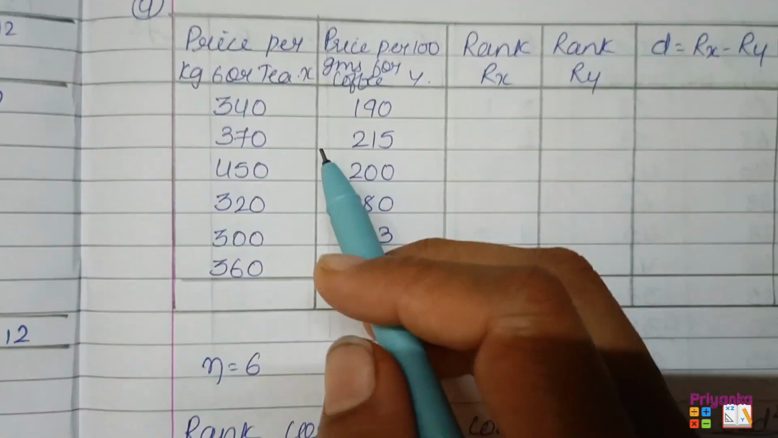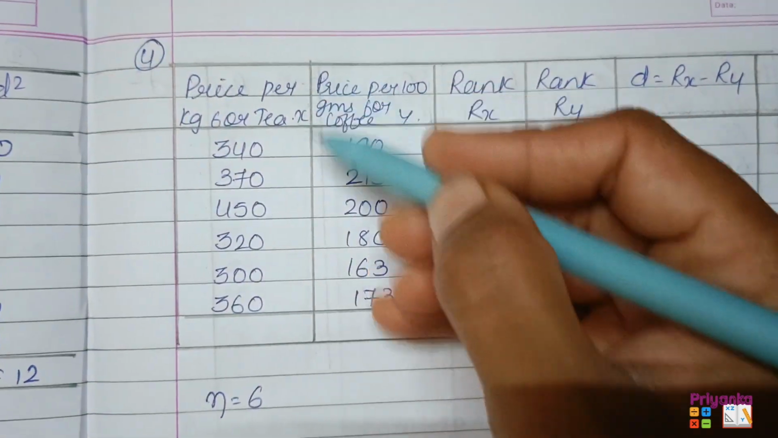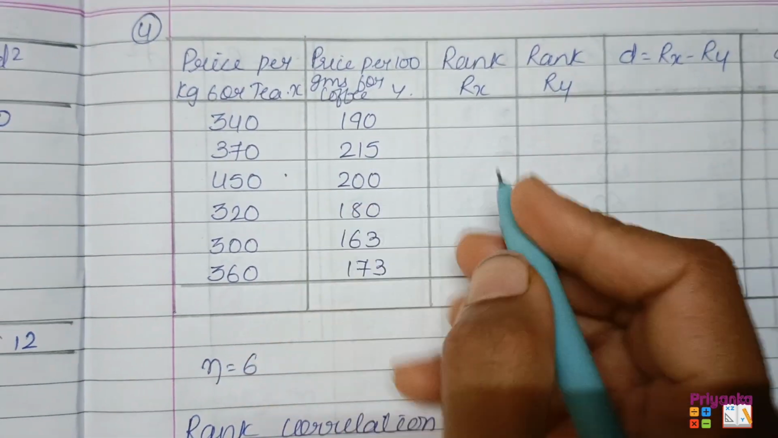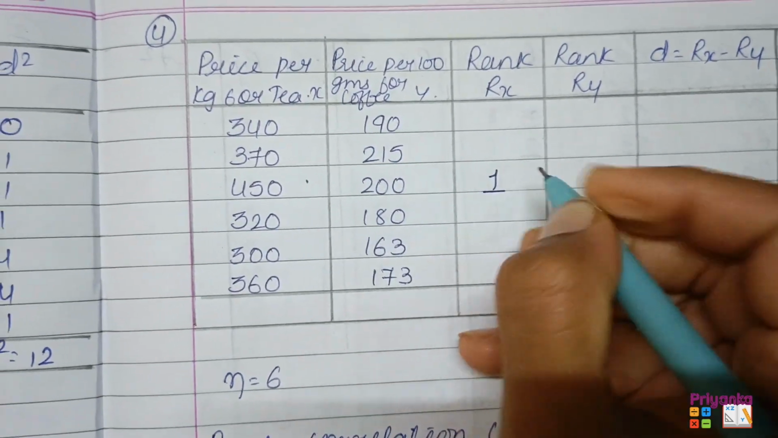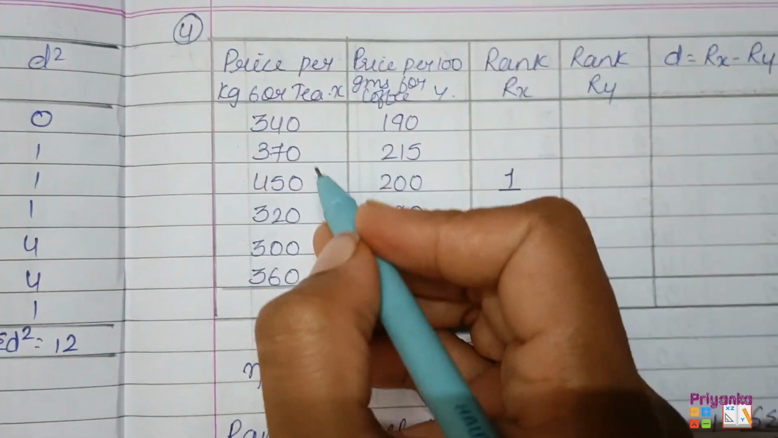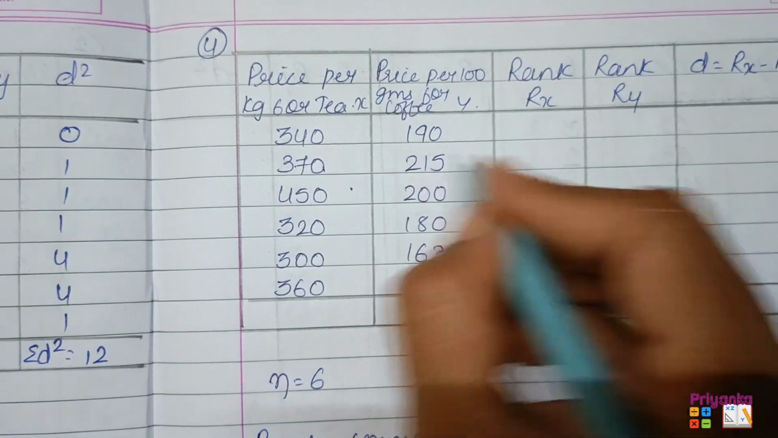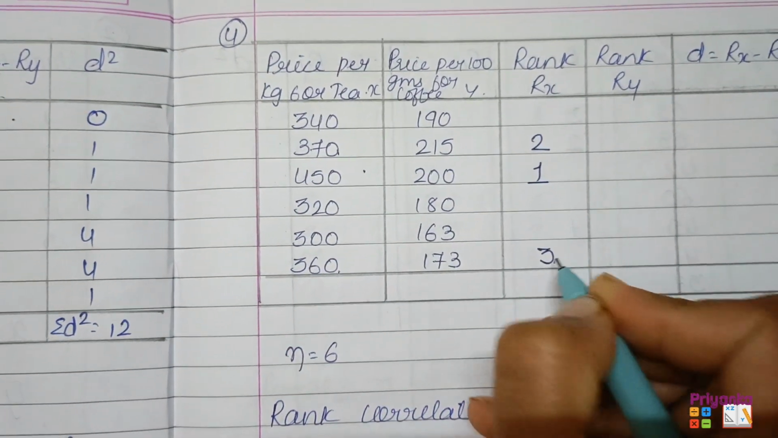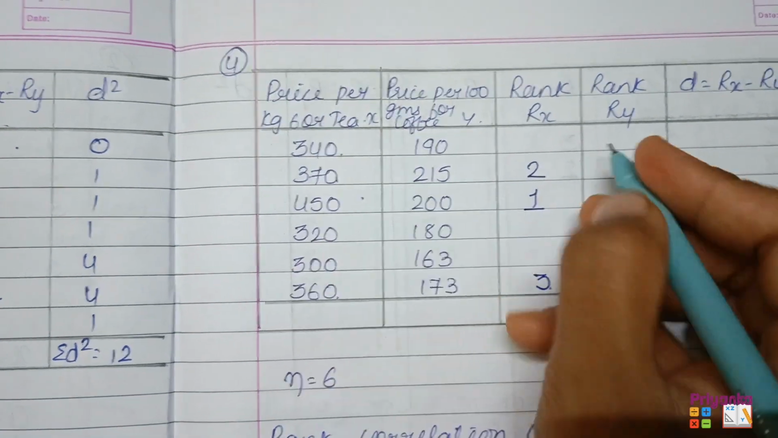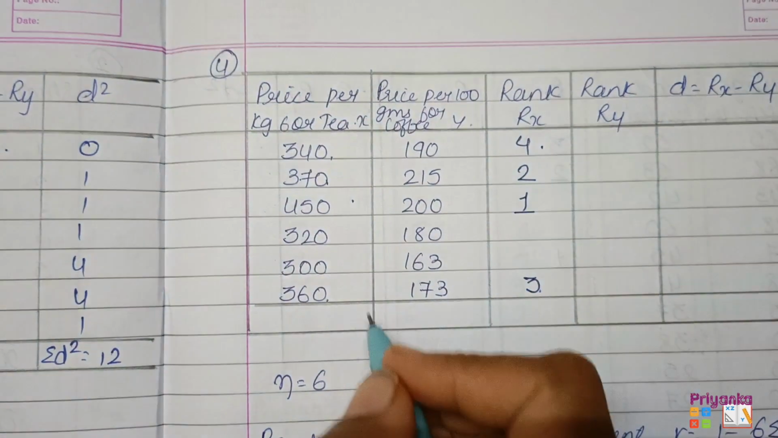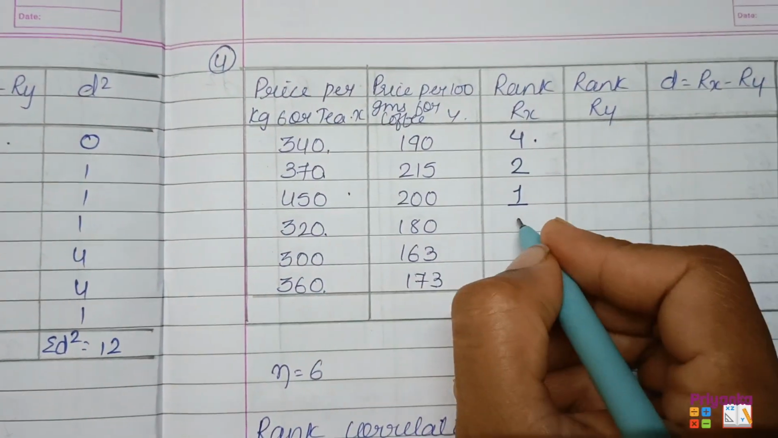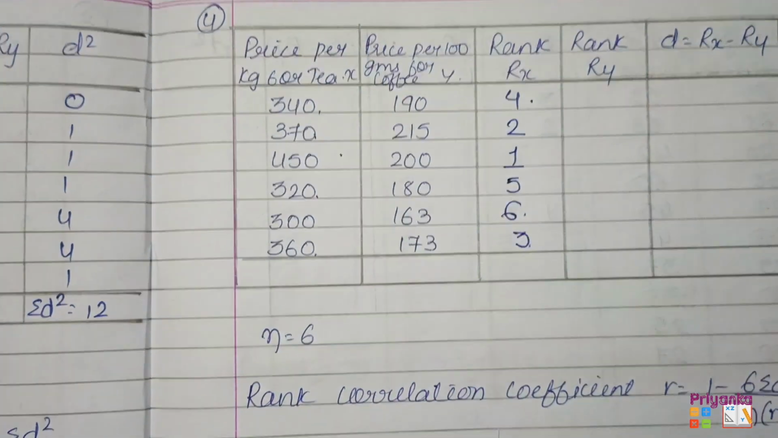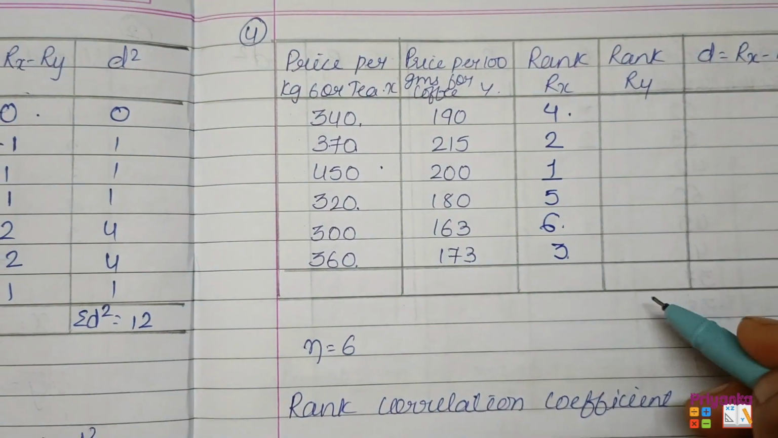So out of this information, first of all, let's find out in the X column which is the highest number. Here we can see the 450, which will get the first rank. We have to move in the descending order. Next is 370, which will get second rank. 360 will get third rank. Then comes 340, which will get fourth rank. Here 320 is fifth, and 300 will get sixth rank. Hope you understand the process.